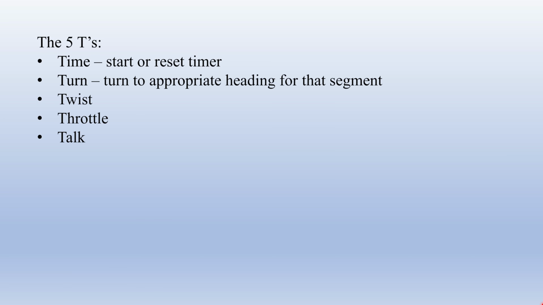As you make your way through each leg of the procedure turn, you want to do what we call the 5 T's, and these are going to carry over to approaches as well. The 5 T's are time, turn, twist, throttle, and talk. The time is remembering to start or reset your timer to time each leg of the procedure turn that you need to time. Turn is remembering to turn to the appropriate heading for that segment. Twist is remembering to twist or adjust your OBS course selector if you're using a VOR to the appropriate course so you get correct sensing.